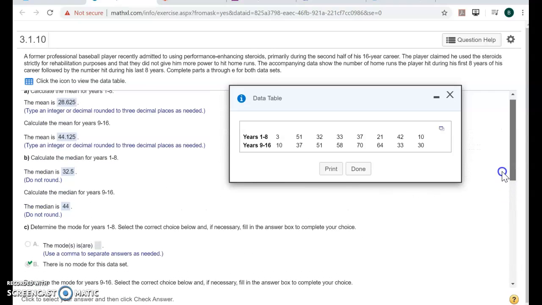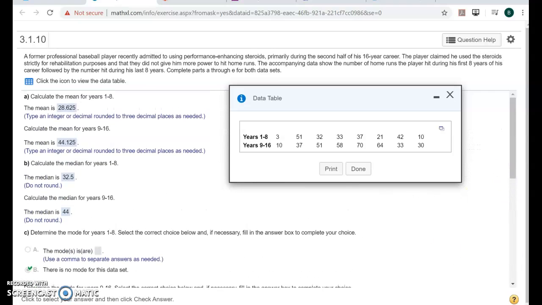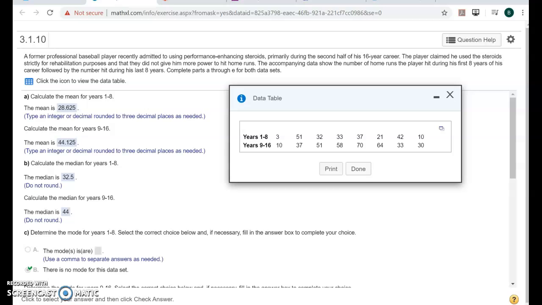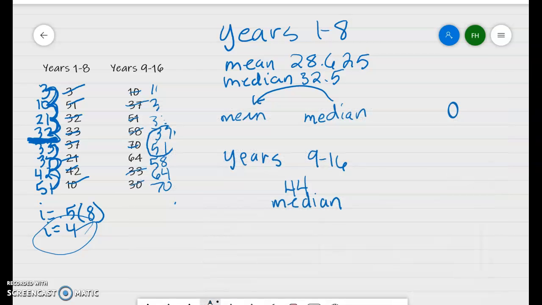Now for the last one, the mean is 44.125 for years 9 through 16. And let's draw the median first. The median is 44. I forgot the mean that quick. 44.125. So the mean is 44.125. That's really, really close.